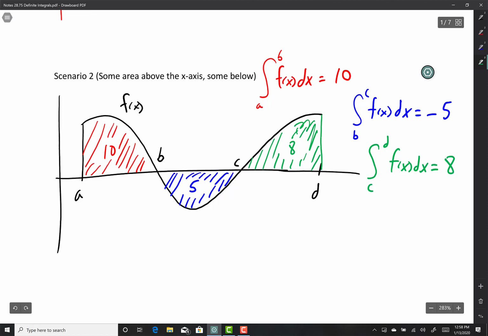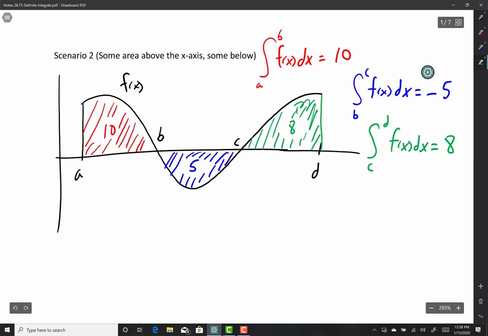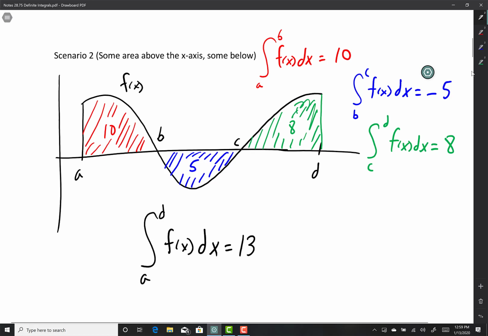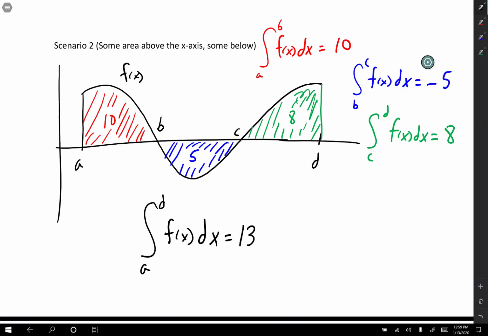And finally, I'm going to draw an integral, and I'm going to say from A all the way to D. What do you think that is? Good. You add the signed areas. 10 minus 5 is 5. 5 plus 8 is 13. And that's it. How do we feel, guys?